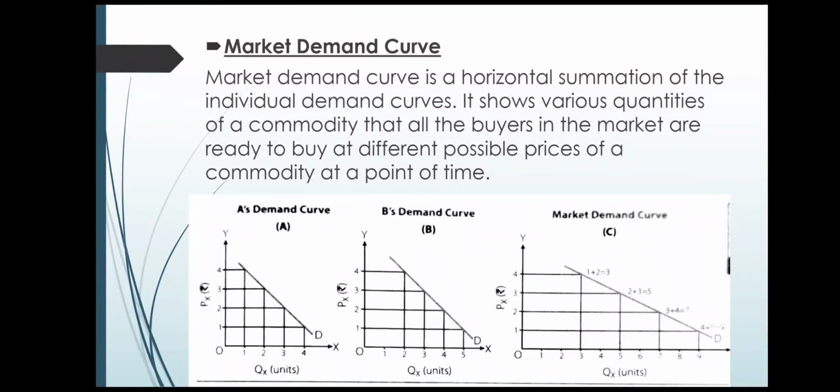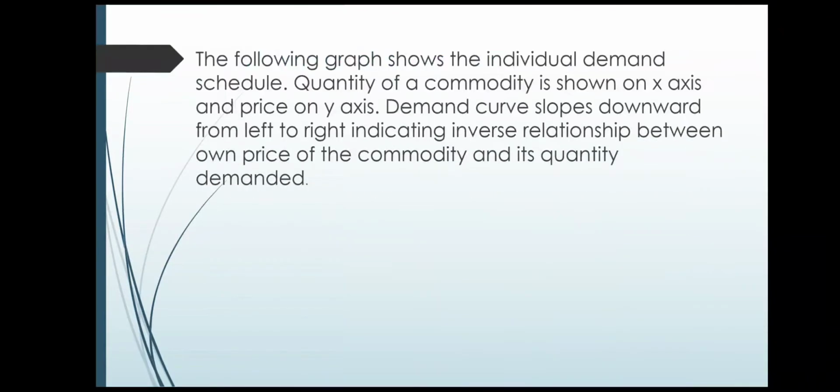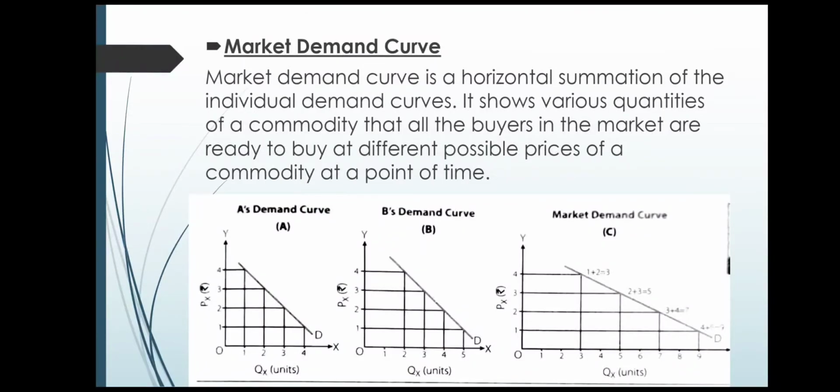So just now what we did in market demand schedule, we added the individual demands and then we got the market demand. Similarly, over here also, these are the individual demand curves of A and B. Both are sloping downwards, and once we add these two demands, we will get this one, that is market demand curve. Over here we can see that when price is 1, quantity demanded is 9. When price is 2, quantity demanded is 7. When price is 3, quantity demanded is 5. And when price is 4, quantity demanded is 3.